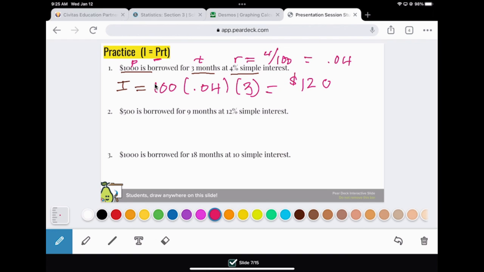120. What that means is you pay, because this one you borrow money. So in this case, you pay 120 after 3 months as interest. You don't pay the whole loan yet. This is just the interest. This is just the extra money that you pay for them.